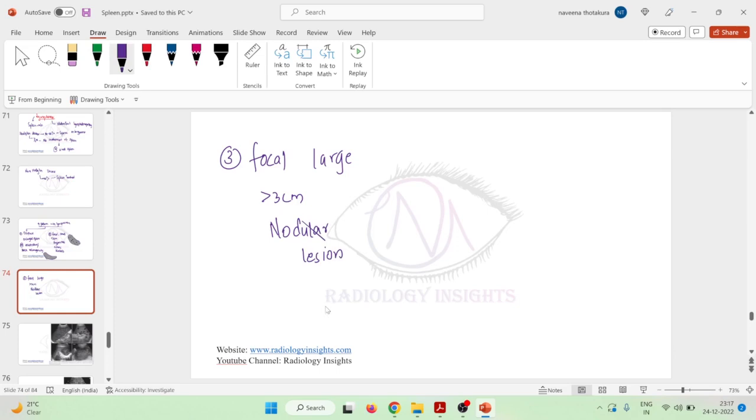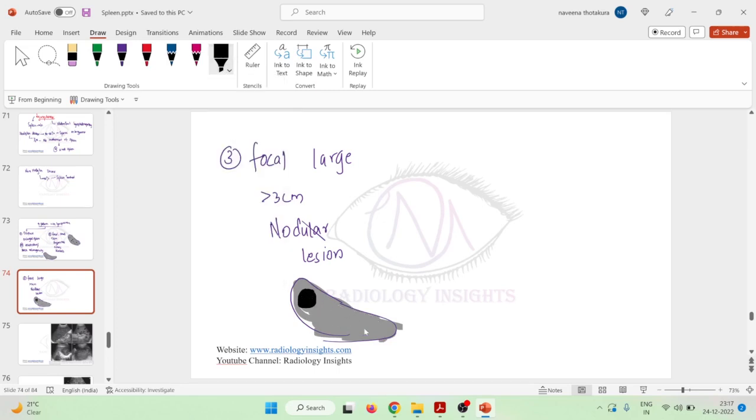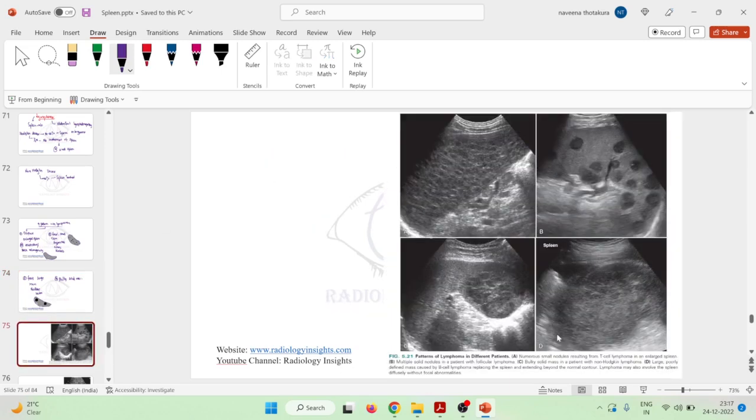That means if this is the spleen and this is the normal echo texture, you might see either hypo or hyper, it's not mentioned, but there are nodular lesions of more than 3 centimeters in the spleen. Then fourth, there can be a bulky solid mass.